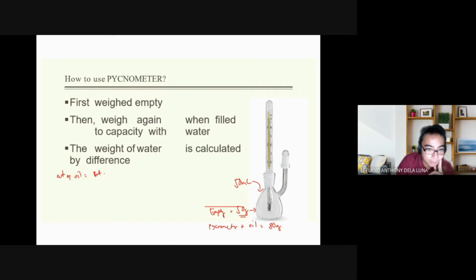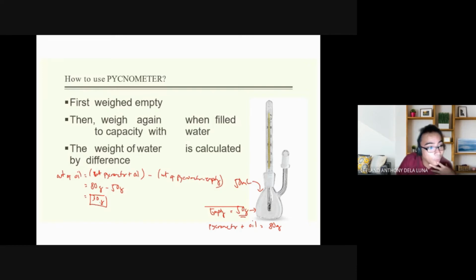Weight nung pycnometer plus oil. Okay? Tapos, minus natin syempre yung weight of pycnometer na empty. Okay? So, obviously, that is 80 grams minus 50 grams. You get 30 grams. Okay? Yan yung weight ng aking oil.